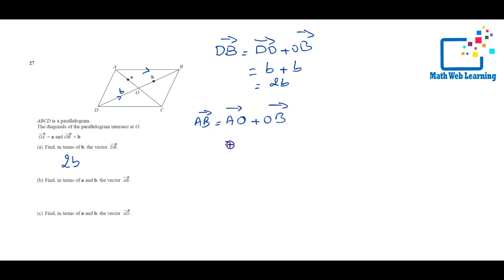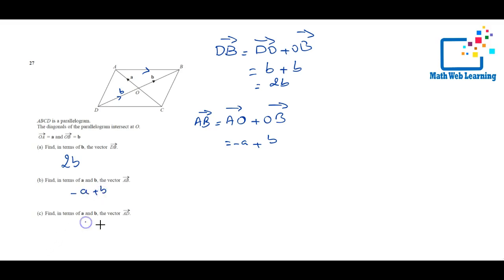Now, A to O, can you see it? A to O is the opposite of O to A. So it's going to be minus a. And O to B is b. And that is your answer. So the answer is minus a plus b.